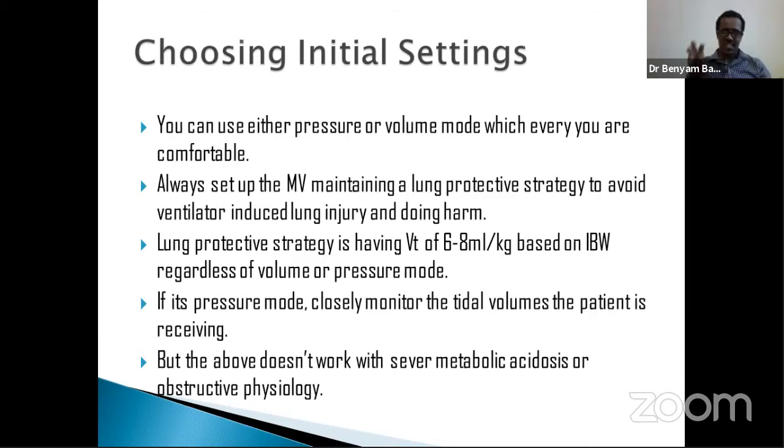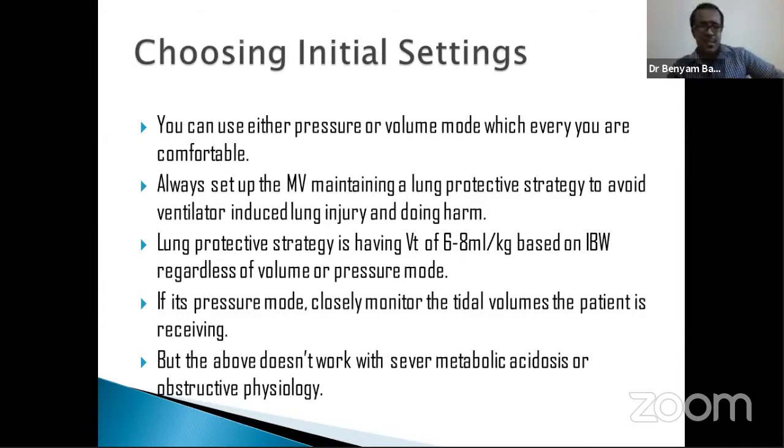So I would have a certain volume delivered, but I may not be able to influence the pressure, though I can manipulate the volume. And if I'm more interested in controlling the pressure than the volume, I will choose the pressure mode. But at the end of the day, do whatever you are comfortable with. Use the mode that you feel comfortable with.